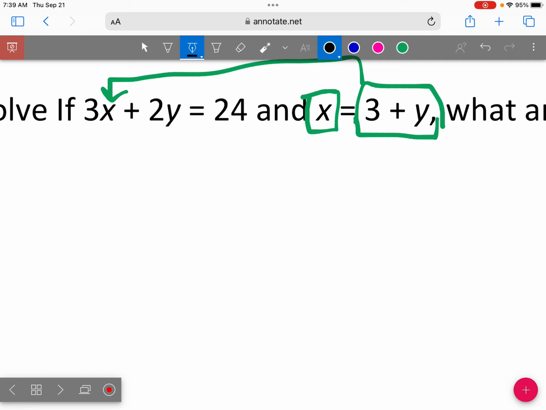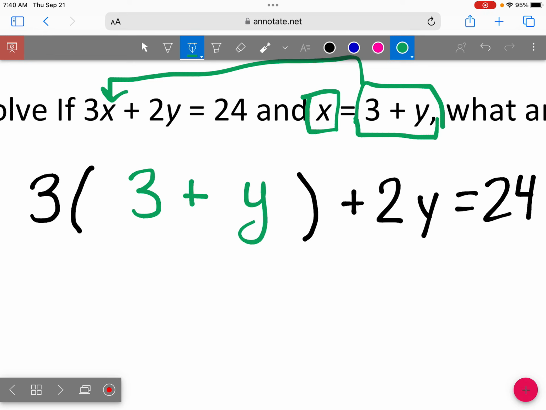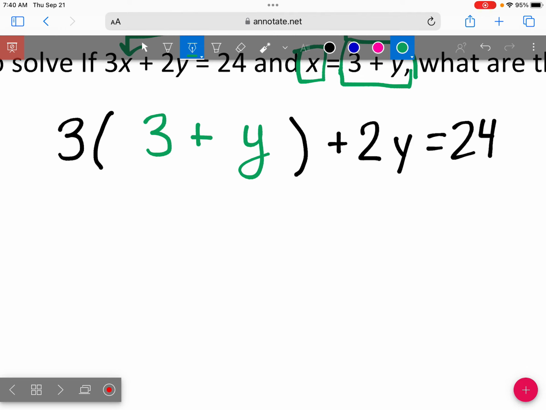So what we're going to do is take our left equation, the 3 times x, and I'm just going to blow my x up so I have a lot of space here. Plus 2y equals 24. 3 times something plus 2y equals 24. Well, that something, that x, actually is 3 plus y, because I'm substituting the 3 plus y in place of the x. What do we do from here?